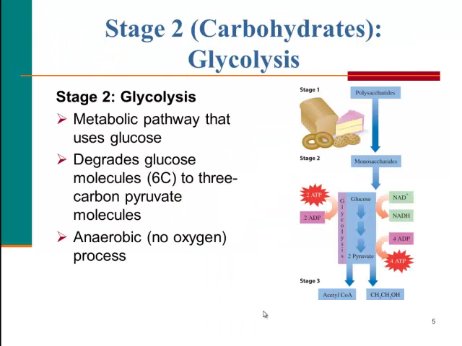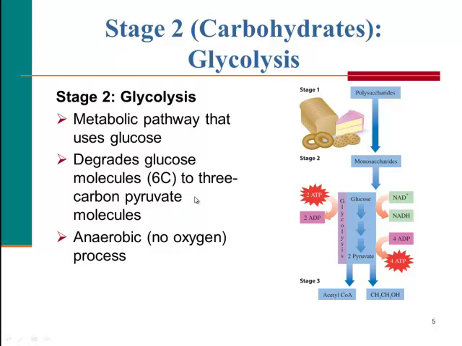So glycolysis is the metabolic pathway that uses glucose as its primary substrate. We break polysaccharides down into monosaccharides. Monosaccharides can then be converted into glucose if they aren't glucose already. So we're going to take that 6-carbon sugar, break it down into 3 carbon molecules.